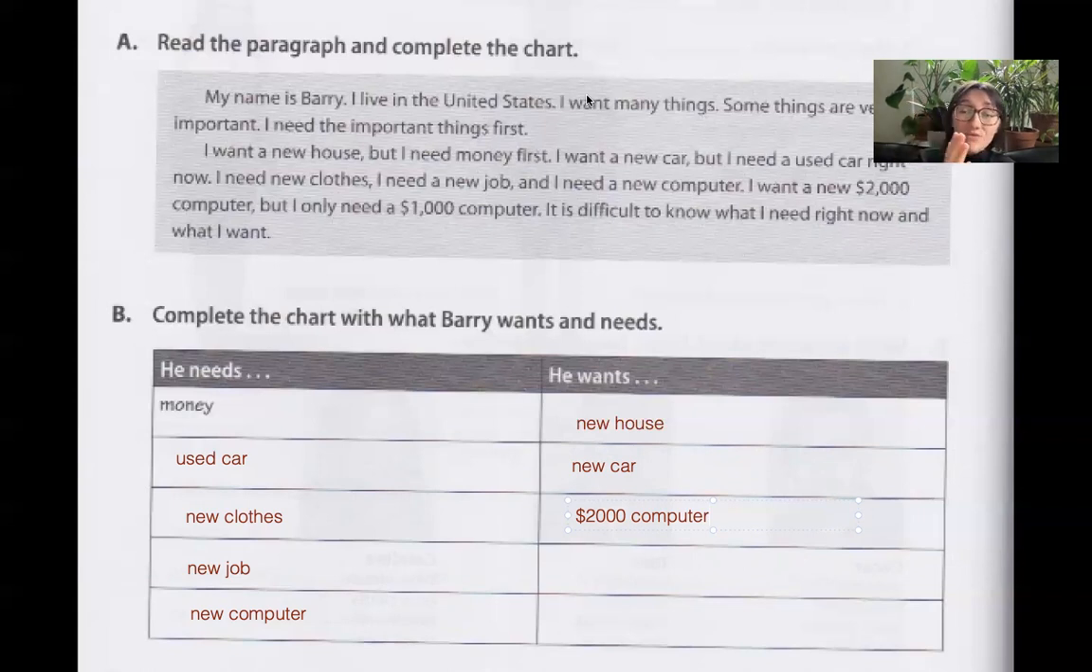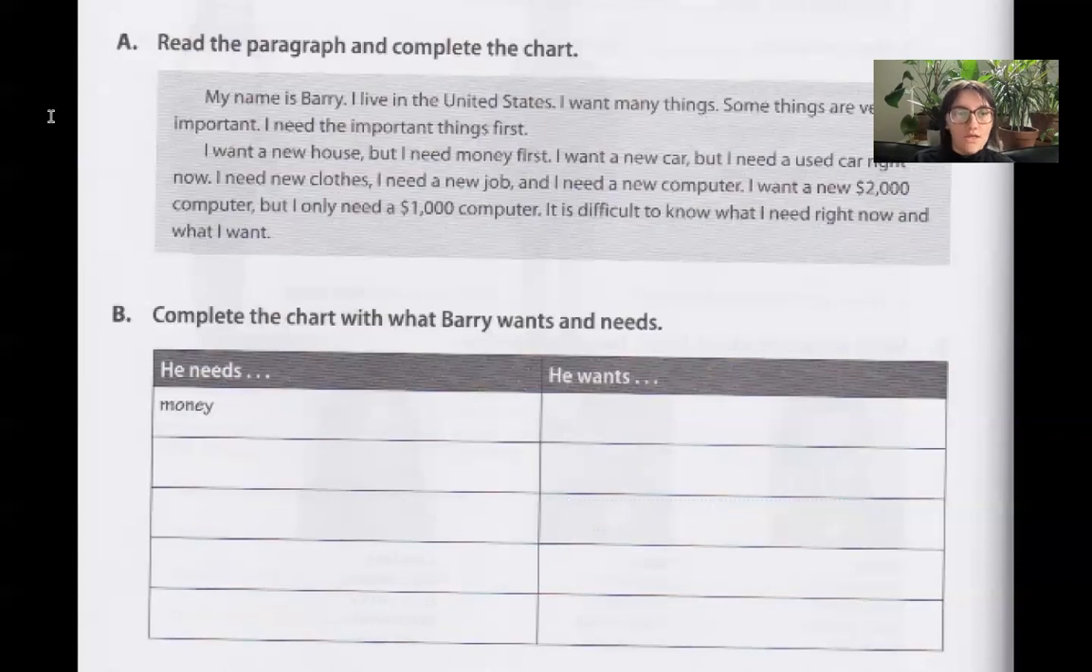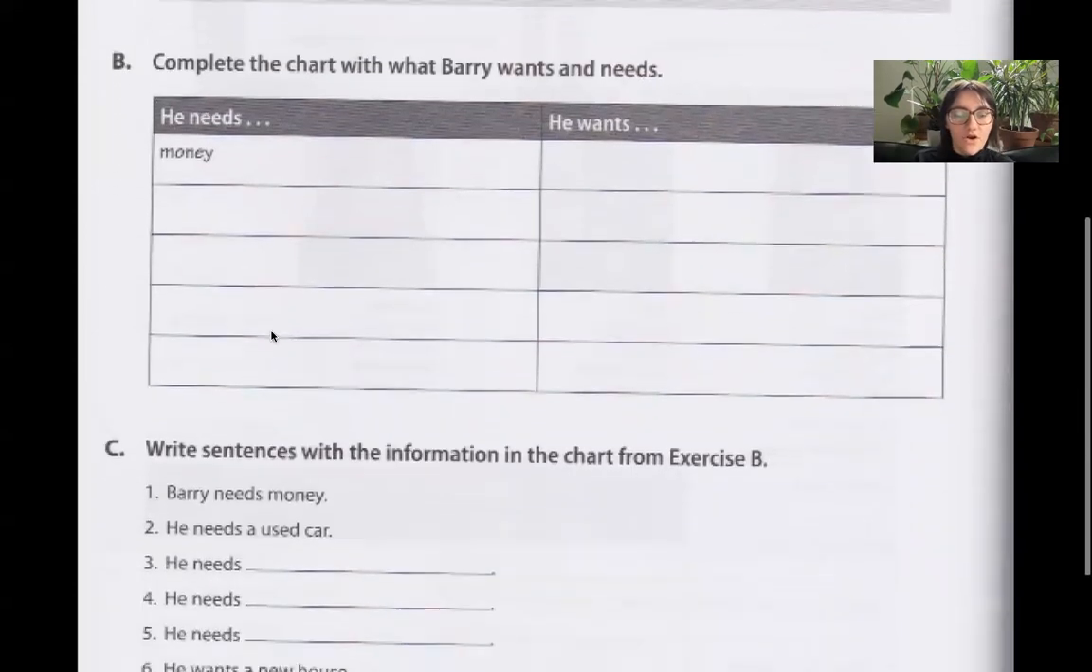And why I use the word a in front of some of them and not in front of the others, right? He needs new clothes, not he needs a new clothes, is because it's plural. So that's why you don't need to use a, because you're not talking about a particular thing, right? A single thing. When you say new clothes, it's a lot of things, right? Okay, so let's keep going down on the worksheet.